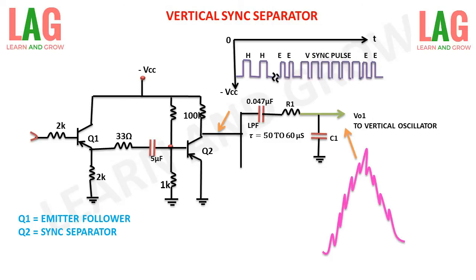The serrated output will be a low frequency output which is generated according to the time constant of this circuit. This is the circuit arrangement of your vertical sync separator.